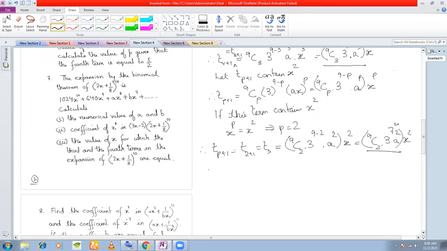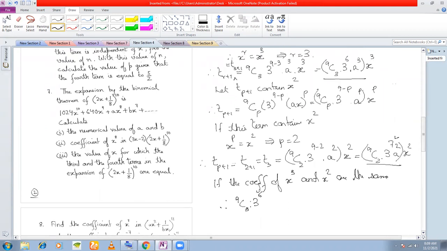So if the coefficient of x cube and x square are the same, therefore you can say 9C3 into 3 to the power of 6 into a cube must be equal to 9C2 into 3 to the power of 7 into a square, right?